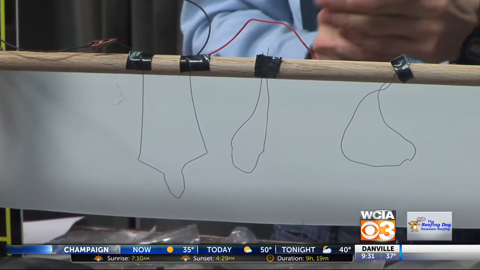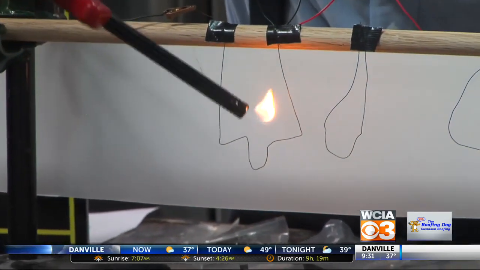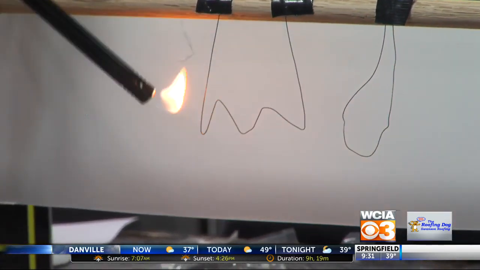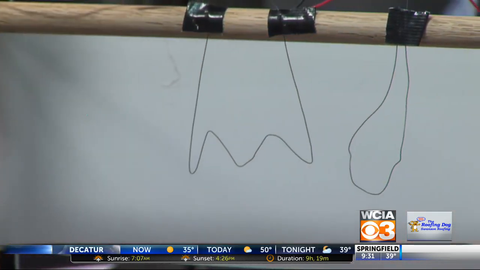A lighter is definitely another way of heating things. With the lighter, it goes right up. You can see that the whole shape changes. Okay, so that is our first letter.